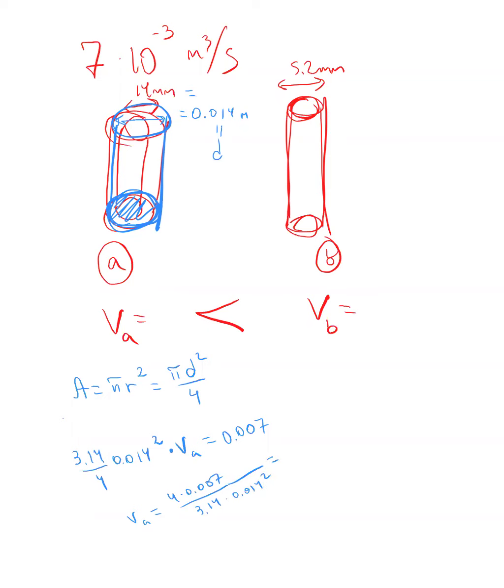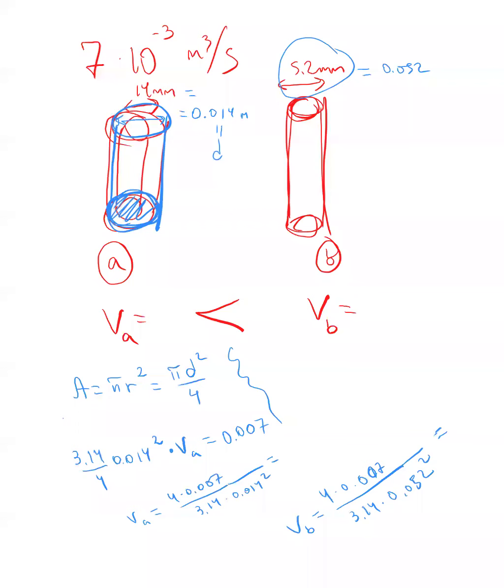So for part B, I will do exactly the same thing. There is no point in going through these steps. My VB will be equal to 4 times 0.007, but I will divide it by 3.14 times, I have a new diameter now, 5.2 millimeters, which is 0.0052 meters, squared. Now I will compute these numbers and I will compare them and I will see if my expectation is met.